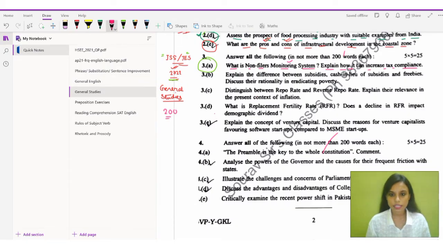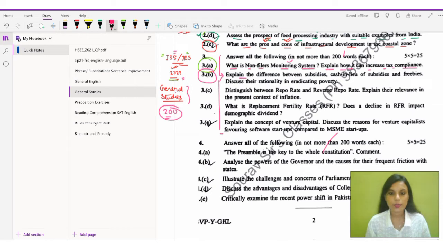from Saurav's classes. We are going to solve question number 3B today from the ISS IES 2022 paper of General Studies. And as you can see over here, it's written 200. This means that the answer for these questions in the General Studies paper, you have to write within 200 words, not exceeding the word limit. So let's see what today's question is all about.